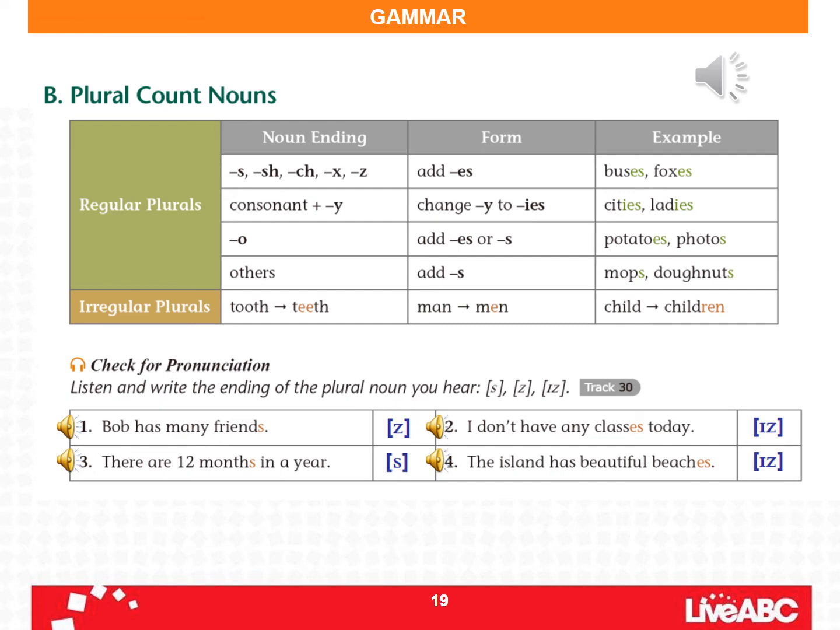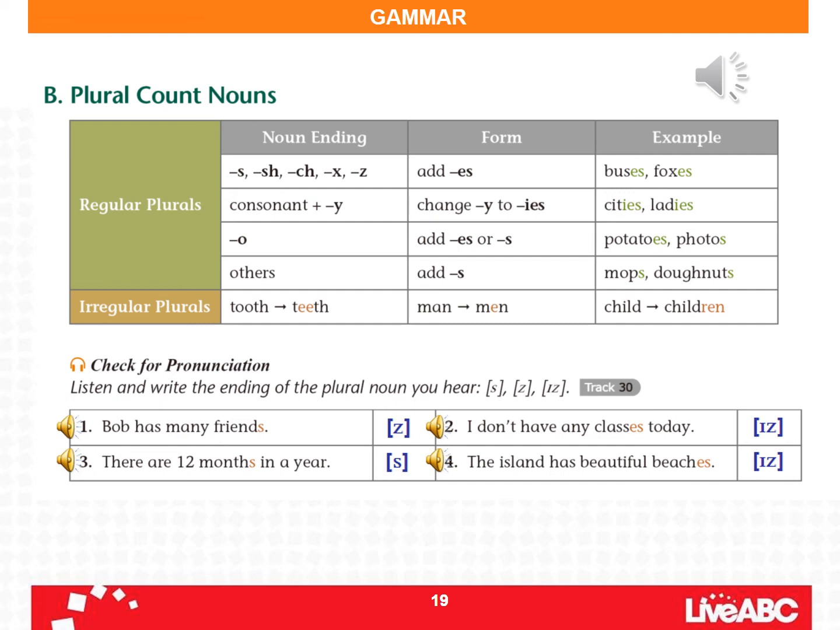Then we have regular plural nouns that end in letter O. We have to add ES and we have the cases potatoes, tomatoes, but in this case photos is an exception and we have to add only S. For other nouns, we have to add only the letter S at the end to pluralize, to say mops, donuts. In the case of irregular plurals, we have to say tooth, teeth, man, men, child, children, and other irregulars that we're going to learn later on.